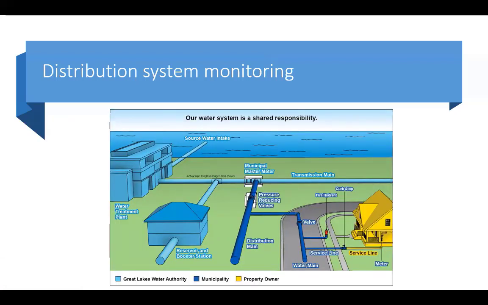Now, this is just another schematic of a distribution system. It's similar to what we saw before. We have our water treatment plant, we have our transmission main, our distribution main, and then we have our water mains out into the community. And what you see here is this service line. With regard to this next assignment, this is the part that is pertinent to us right now.